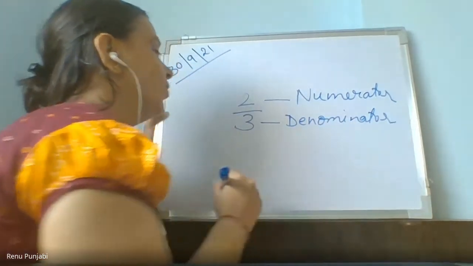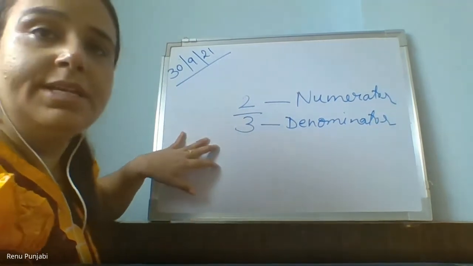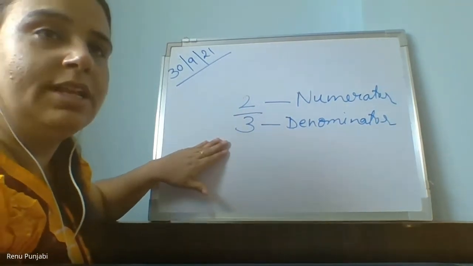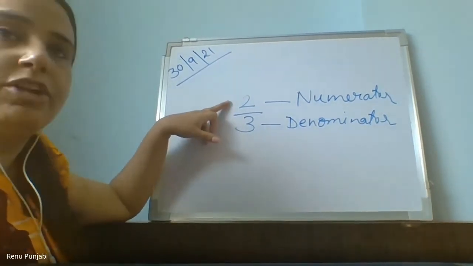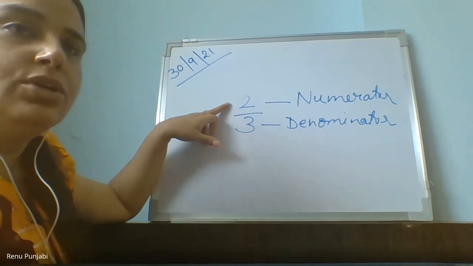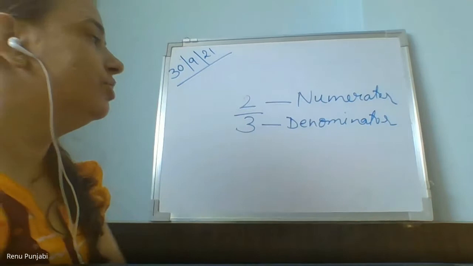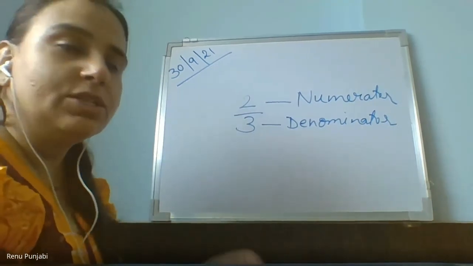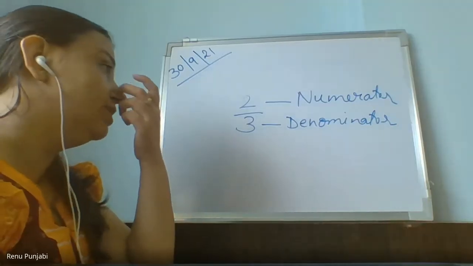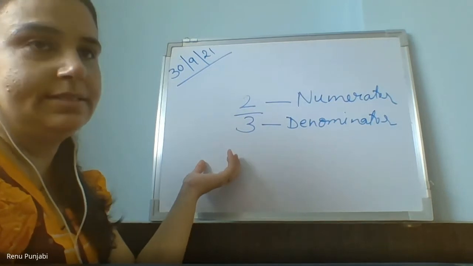And what does this 2 upon 3 mean? It means out of the total 3 parts, I have given someone how many parts? 2 parts. Means 2/3 I have given to someone, right? So this 2 upon 3 means 2/3 part.